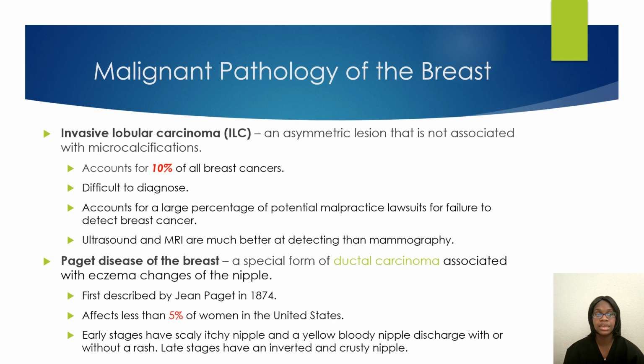So you have your Paget disease of the breast. This will have eczema-like changes on the breast. So be careful to make sure that it's not eczema versus something that can increase your chance of getting breast cancer. It does affect less than 5% of women in the United States. It does occur as a scaly, itchy nipple, and it can have a yellow, bloody nipple discharge.